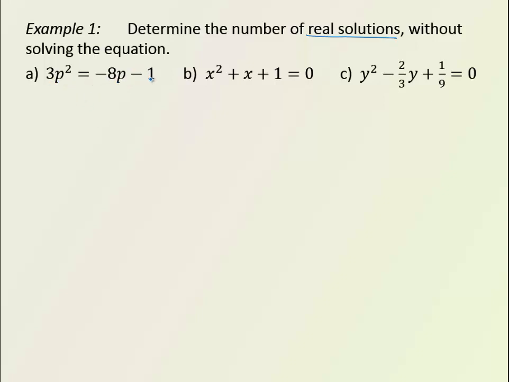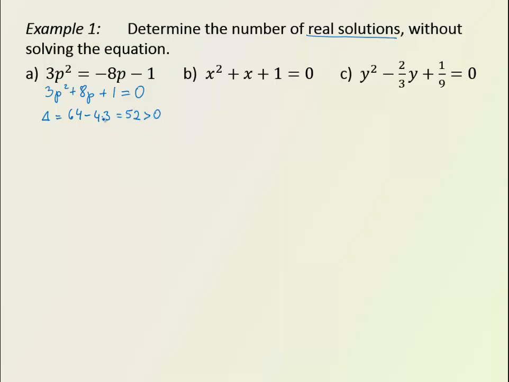So in order to calculate the discriminant, we need to know what a, b, and c are. My first suggestion would be to rearrange the equation to the decreasing order of exponents. So bring everything to one side in decreasing order of exponents. And then we know what a, b, and c are and calculate the discriminant. So the discriminant in this case is b squared, 64, minus 4a, which is 3, and c, which is 1. So 64 minus 12 is 52.